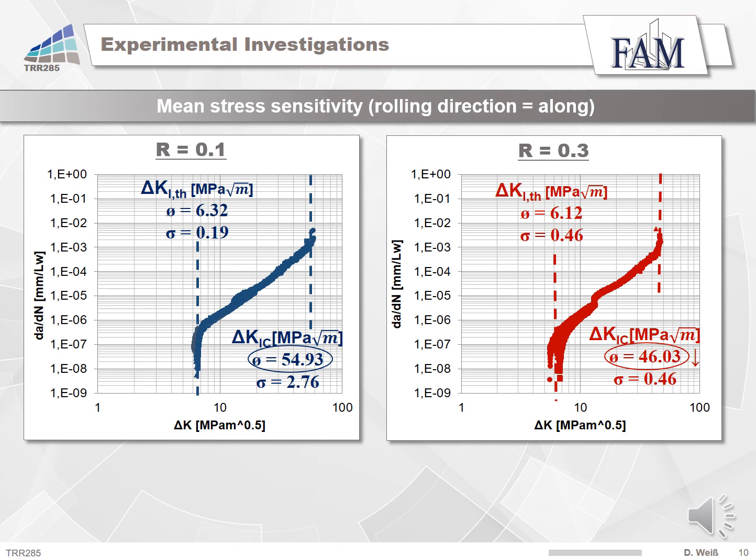However, R equals 0.3 has only a small influence on the threshold of R equals 0.1, but it is noticeable that the standard deviation of the threshold is more than twice as high as before, so it leads to greater fluctuations at lower crack speed. Since the database is still very thin, further investigations have to be carried out. On the next slide, we'll have a look at another R ratio.